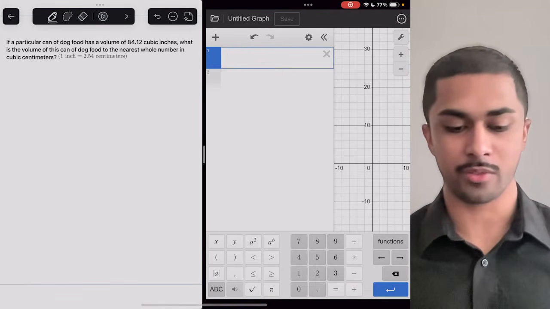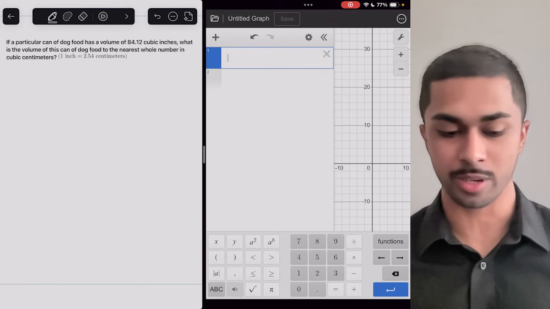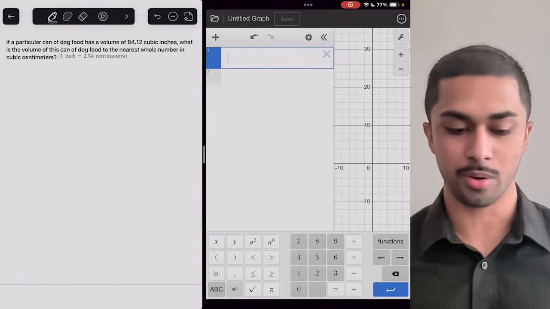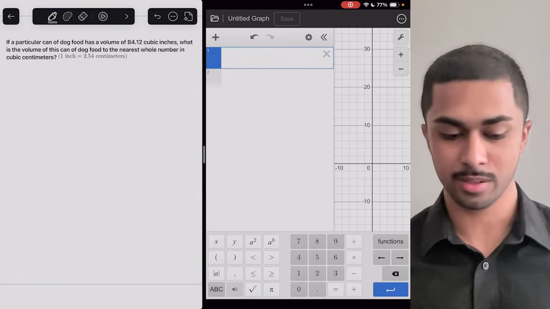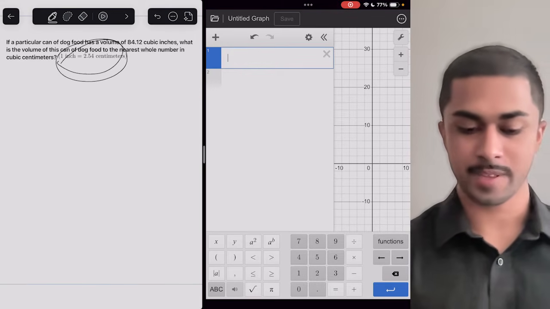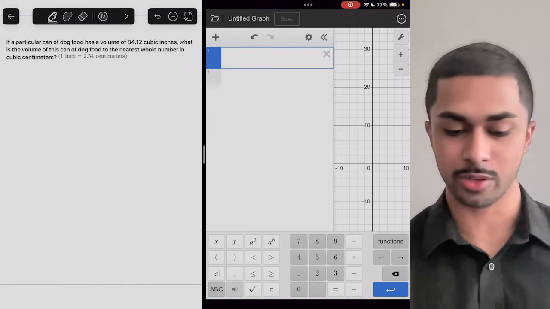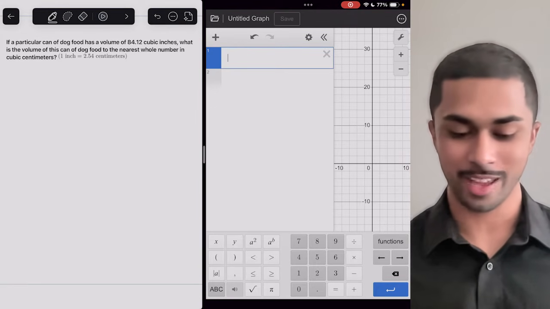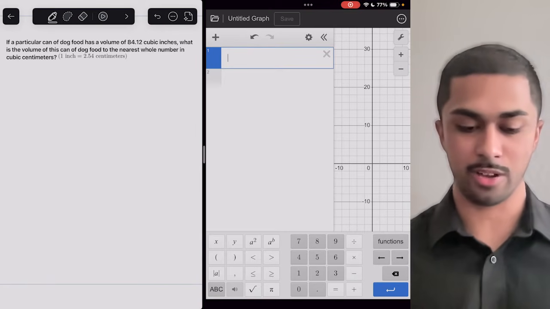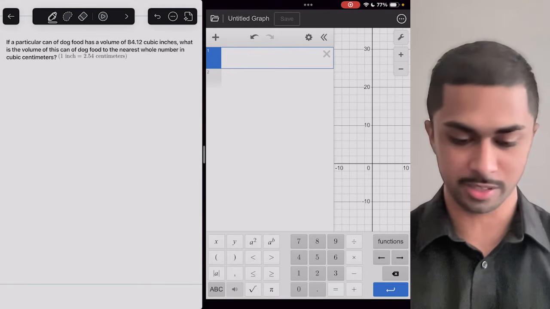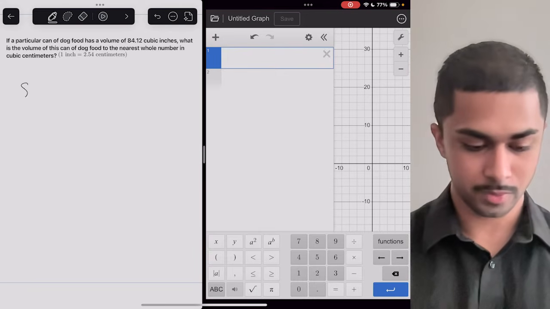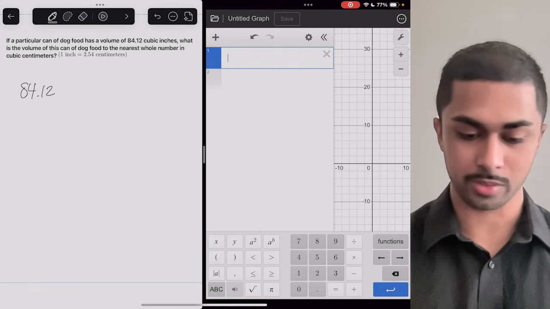If a particular can of dog food has a volume of 84.12 cubic inches, what is the volume of this can of dog food to the nearest whole number in cubic centimeters? 1 inch equals 2.54 centimeters. All right. Anytime you see a unit conversion, it's a unit conversion question. You don't even need to think about how do I solve this? Just immediately jump into dimensional analysis. If you learned it in chemistry or physics, then just do it, right? So here is what we need to do for this question.